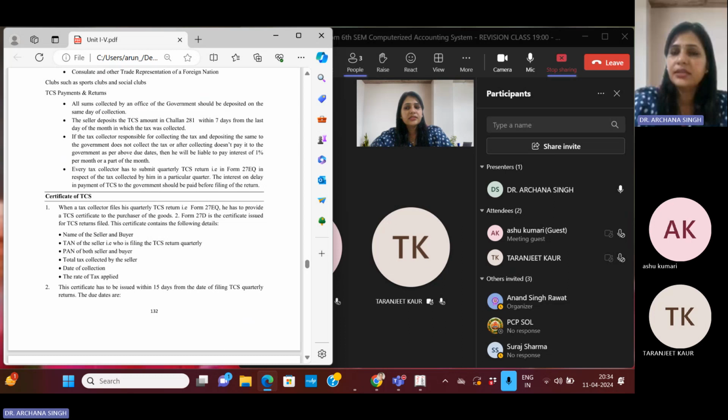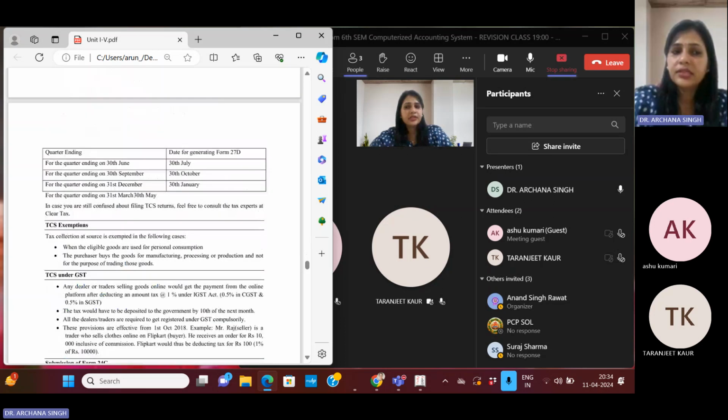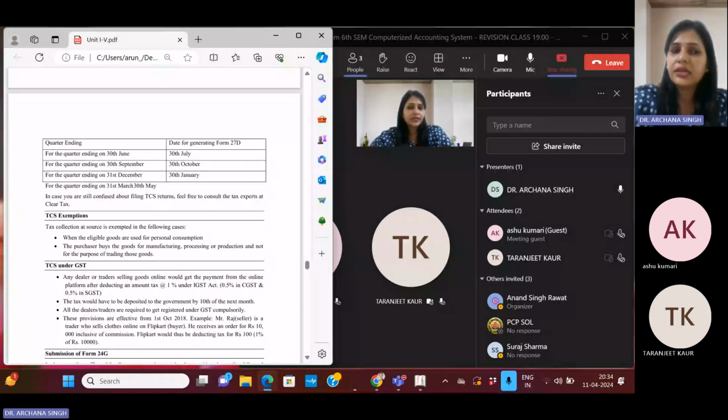और उसके due dates क्या होंगे? Quarter ending 30 June, 30 July, then quarter ending 30 September is 30 October, then quarter ending 31st December is your 30th January. For quarter ending on 31st March, in case you have this return, then feel free to report at your ClearTax.